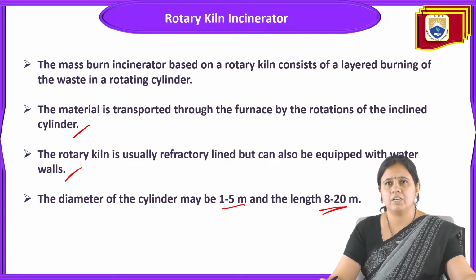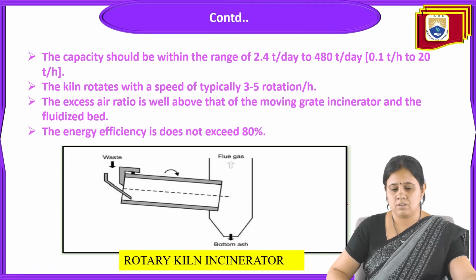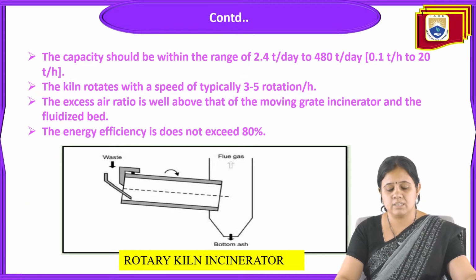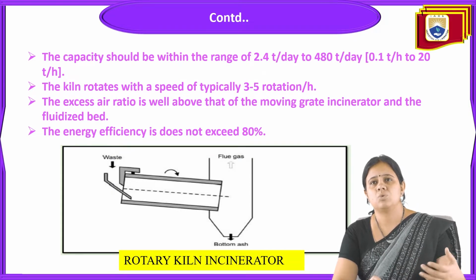The rotary kiln is usually refractory lined but can also be equipped with water walls. The diameter of the cylinder may be 1 to 5 meters and the length is 8 to 20 meters. You can see the picture of the cylinder, the rotary kiln.